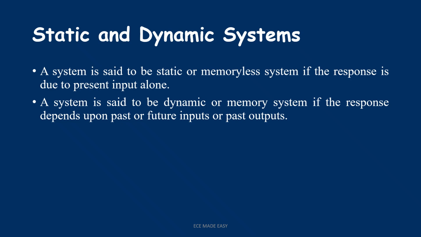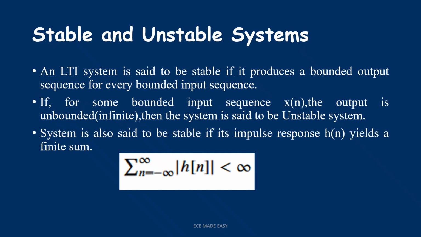Now, coming to static and dynamic systems. A system is said to be a static system if the output depends only on the present input at that time, not on past and not on future inputs. We call it a static system. Dynamic system: a system is said to be dynamic or memory system if the output depends on the past inputs as well as the future inputs or past outputs. These systems are called dynamic systems.